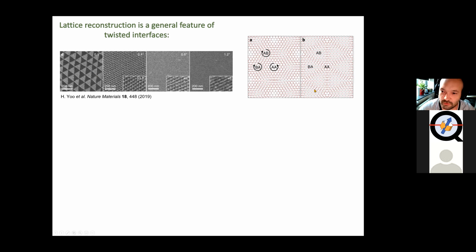And it happens because the energy gain from the AB stacking outweighs the cost of these boundaries between the domains. So the lattices basically locally twist into perfect alignment. And then the strain originating from that goes into these so-called domain walls between them. And of course the period is controlled with the twist angle. So the larger the twist angle, the smaller the period. You can see this picture clearly illustrates that.